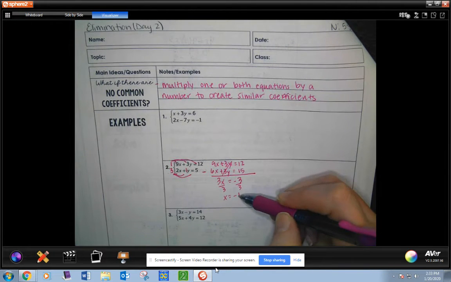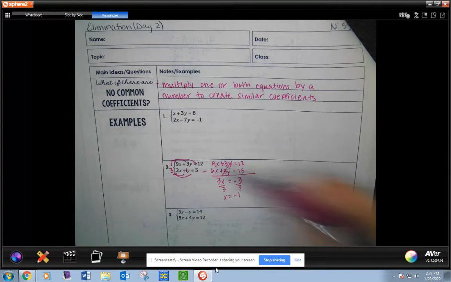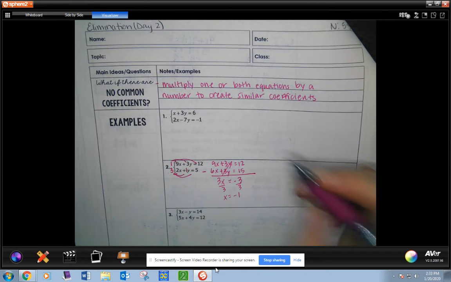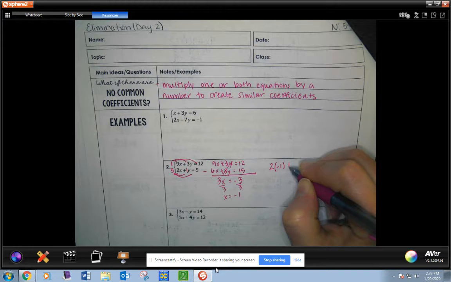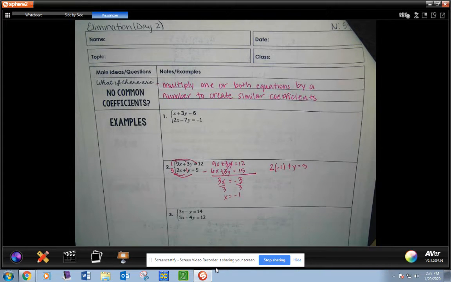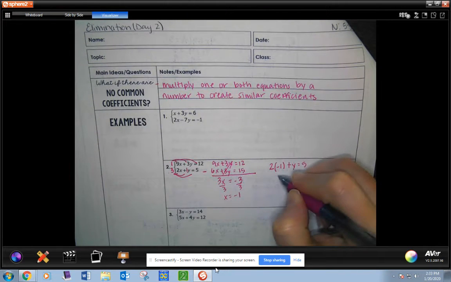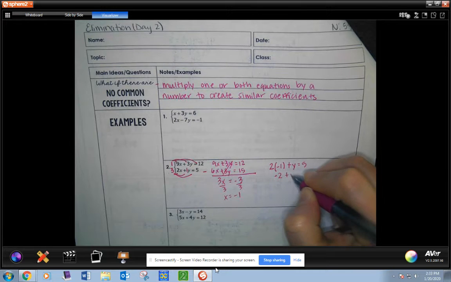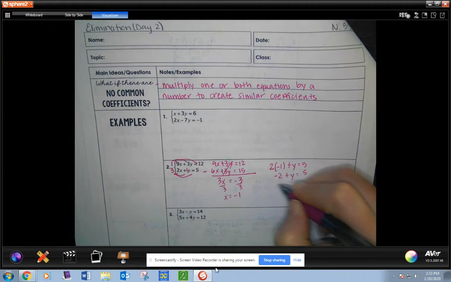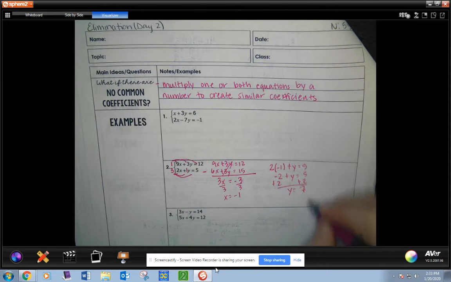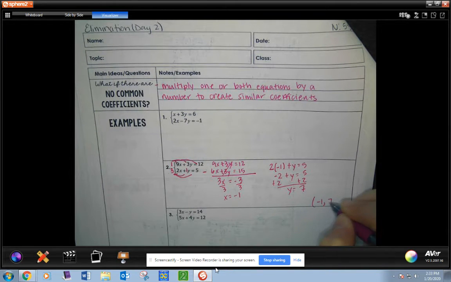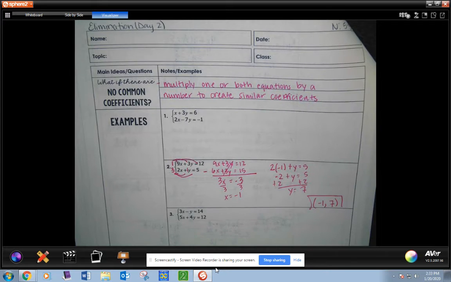Now you take this and you're going to plug it back into one of the originals. I'm going to go with the bottom one because it has smaller numbers. So I'm going to do 2, but instead of x, plug in negative 1 plus y equals 5. Well, 2 times negative 1 is negative 2 plus y equals 5. I'm going to add the 2, and that gives me y equals 7. So when I write my ordered pair, negative 1, 7, because x always comes first.